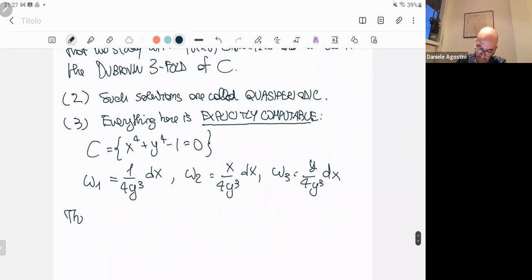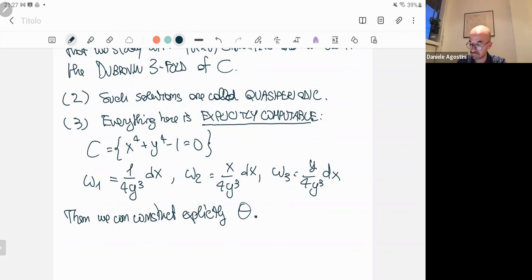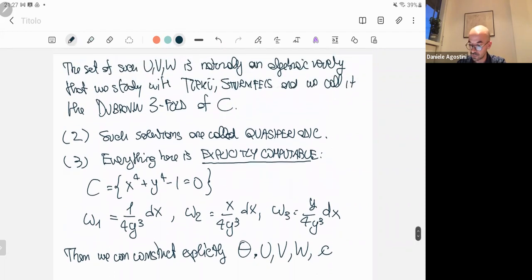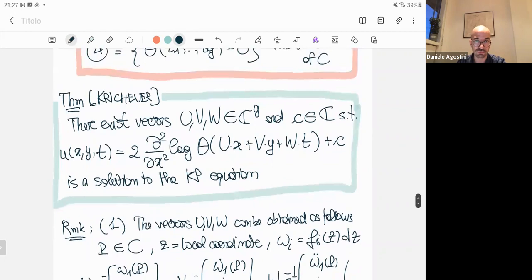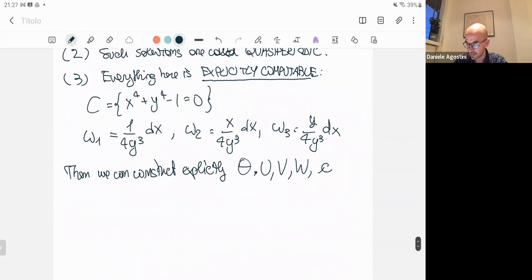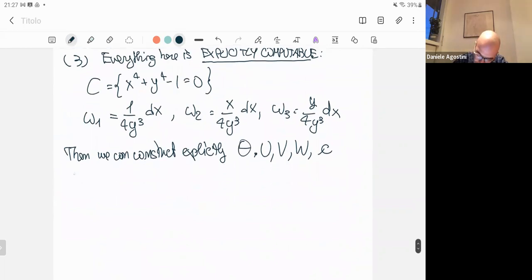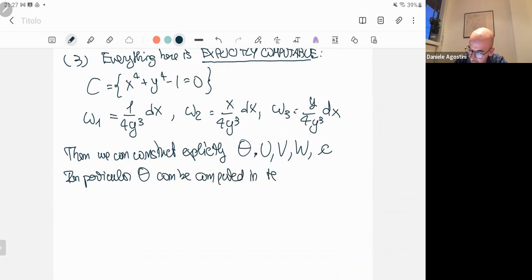And then we can construct explicitly the theta function, the vectors u, v, w, and the constant c. So you get the solution. You really can compute them numerically, because the thing here is that the numeric part is in the theta function. So in particular, theta can be computed in terms of the Riemann theta function.